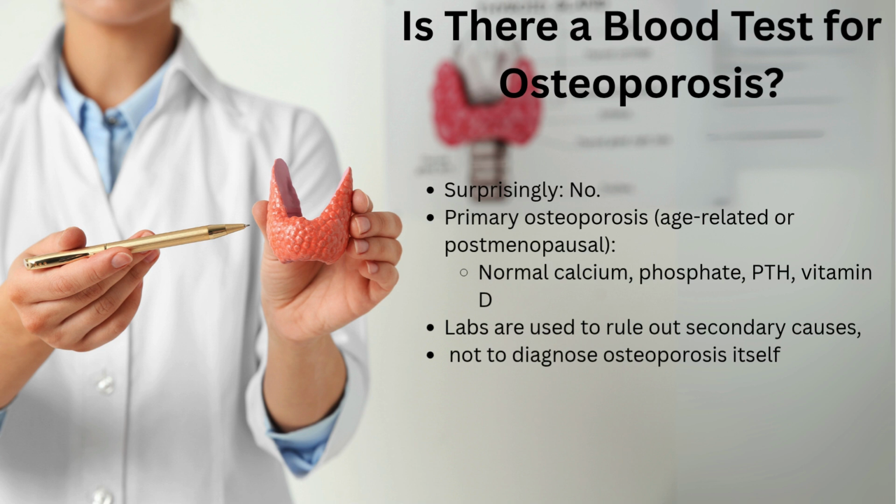How is osteoporosis diagnosed? Is there a blood test? Interestingly, no. There are no specific lab tests for osteoporosis itself. Most people with primary osteoporosis, the age-related or postmenopausal type, have completely normal blood levels of calcium, phosphate, PTH, and vitamin D. Those tests are important to rule out secondary causes, but not to diagnose osteoporosis itself.